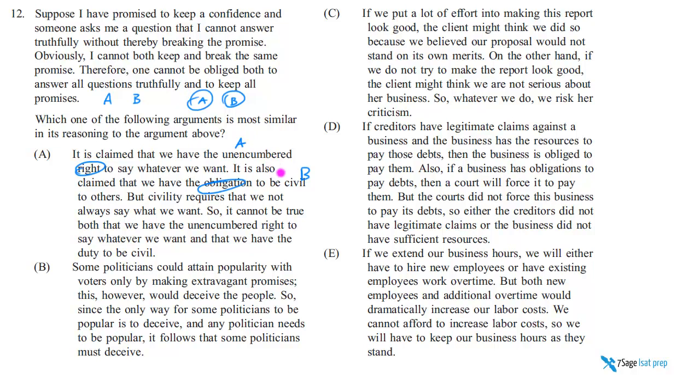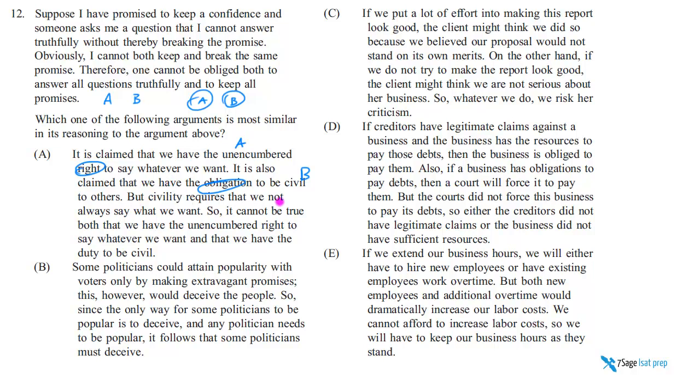Next thing you do is you anticipate what it has to say in order to be right. Because if you don't have that sense of anticipation of what it should say to be right, then you're just going to get bombarded with all this information. You might get confused and then just end up wasting time. So I see this A and B. A is unencumbered right to say whatever I want. I see B says obligation to be civil. I'm thinking to myself, the next thing that they have to talk about has to be one specific instance where this thing is in conflict with this thing, where the unencumbered right to say whatever we want and the obligation to be civil, you can't have both. Let's see if that's what it says.